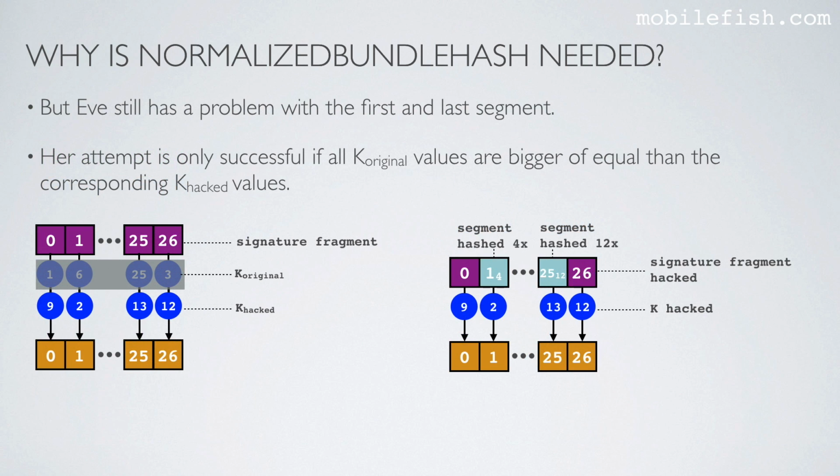As mentioned earlier, Eve still has a problem with the first and last segment. Her attempt is only successful if all k original values, these values, are bigger or equal than the corresponding k hacked values. She is only successful with this segment and this segment, but not with this segment and this segment.